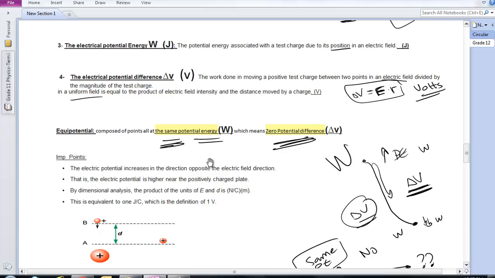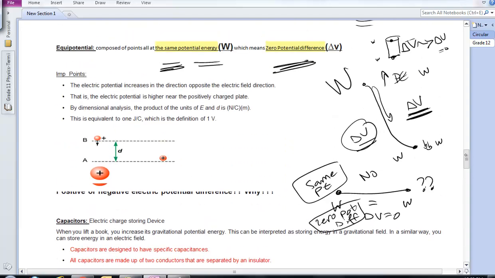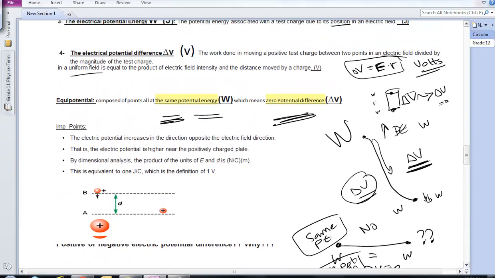And this is what happens inside the battery. When the battery is new, it has a huge delta V. But after some time, delta V would be zero, because the 2 points will have the same potential energy. So when the potential energy is equal, the potential difference is zero.